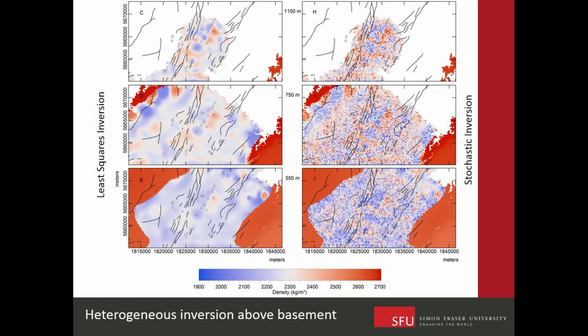So you can see these bits I've highlighted in yellow, some low density areas here and here, and within that there's this high density area here. I should say that these sections on the left are from a least squares inversion, and these on the right are from a stochastic inversion. That shows similar things, but obviously this is a much noisier looking model than this one.